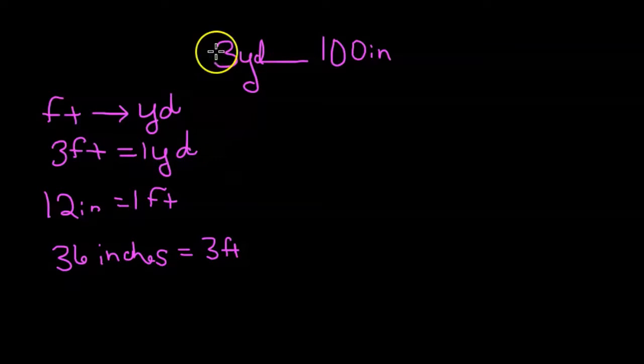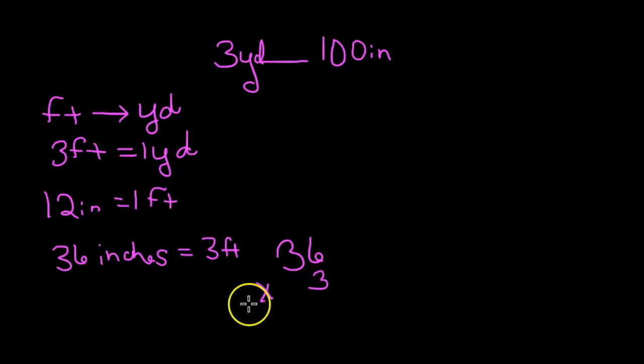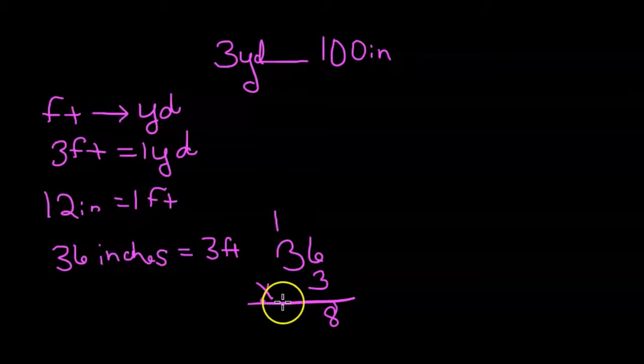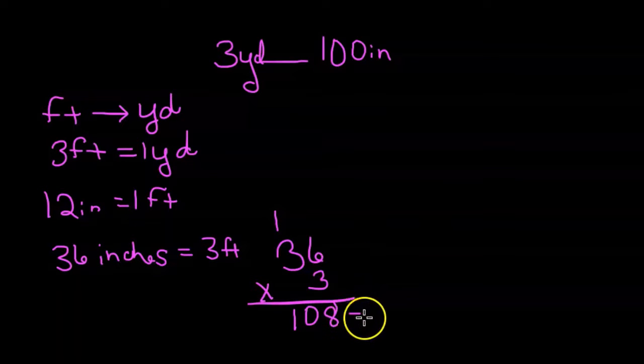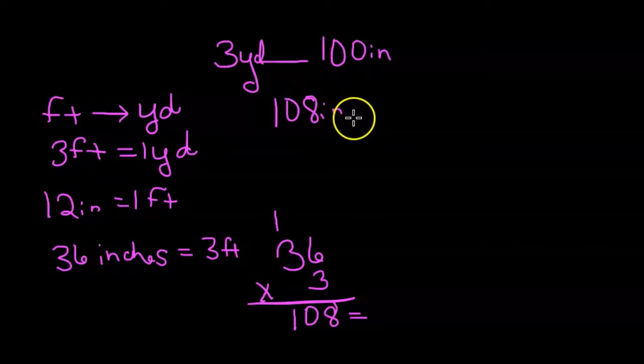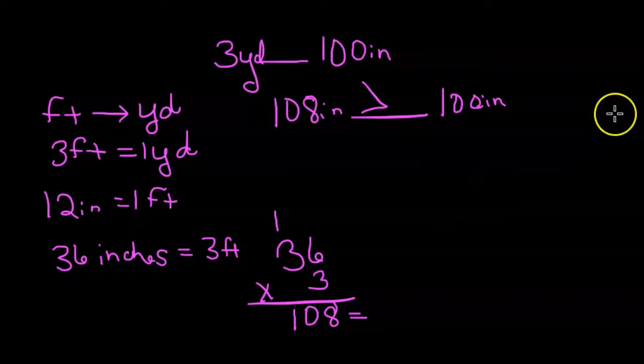So, but I don't need 1 yard, right? I need 3 yards. So I need 36 3 times. Okay? So I would just say 36 times 3, and that would give me 108. 3 times 3 is 9, plus 1 is 10. Okay, so 3 yards is really the same thing as 108 inches. So now, which one is larger? 108. Okay?